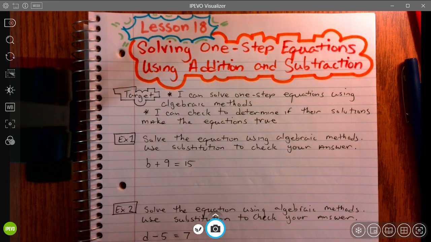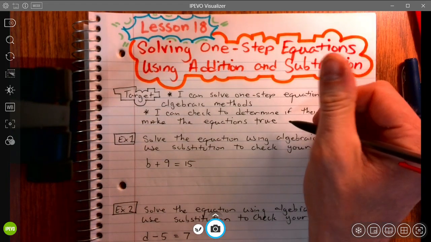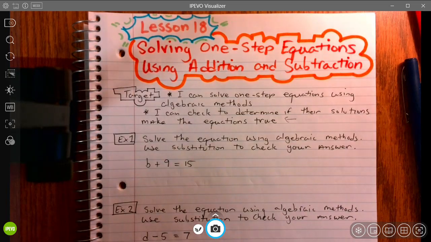Today, I'm very excited to present to you Lesson 18, Solving One-Step Equations Using Addition and Subtraction. This is where the fun begins. This is where we're going to really be getting into solving equations. Our target for today is I can solve one-step equations using algebraic methods, and I can check to determine if their solutions make the equations true. So, a lot of people like to ignore this second target, but I promise you we will not.